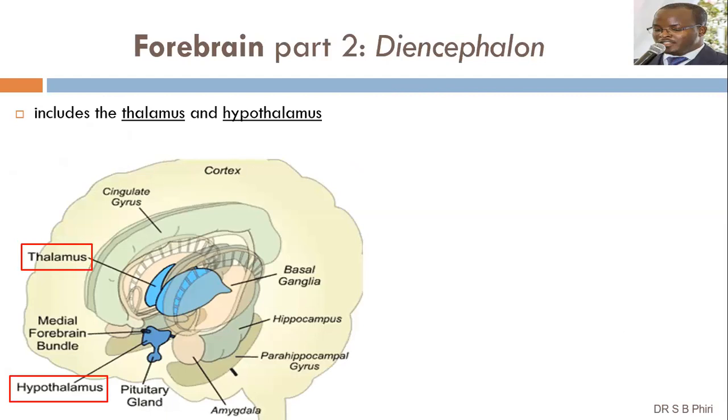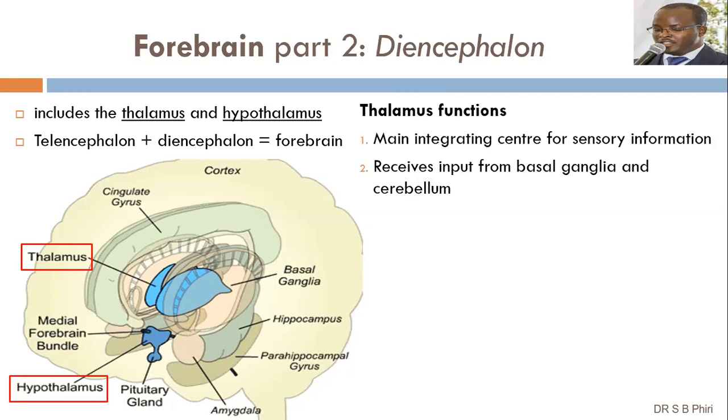Then the forebrain, which is part two, the diencephalon. So remember, the diencephalon and the telencephalon come from the proencephalon. The diencephalon will include the thalamus and the hypothalamus. When you combine the telencephalon and the diencephalon, it will form the forebrain. So the forebrain is a combination of the telencephalon and the diencephalon. The telencephalon we discussed just in terms of major parts and major functions. Then what are the major parts of the diencephalon and their functions? Here is where you find the thalamus and the hypothalamus.